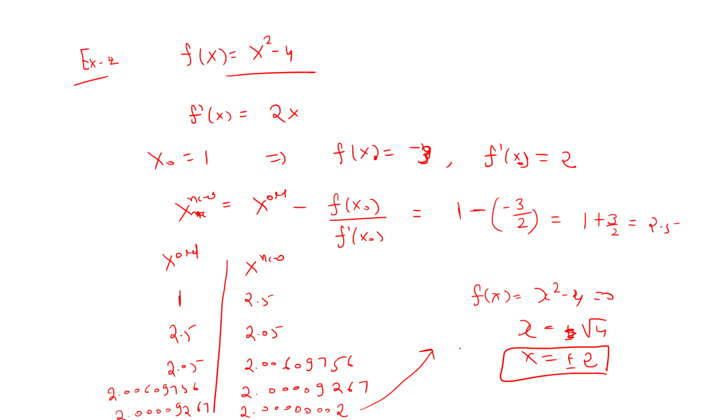If I had taken x equal to minus 1, then it is close to minus 2, so my solution will approach minus 2. So if there are multiple roots, the root close to the guessed value will be found by this Newton-Raphson method.